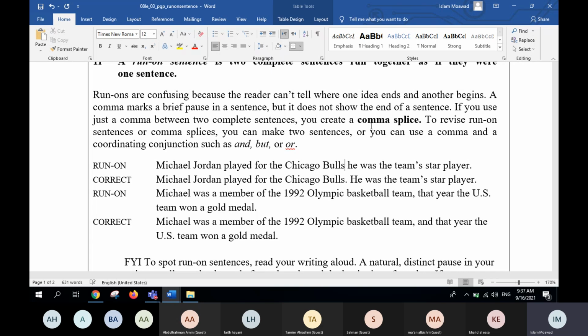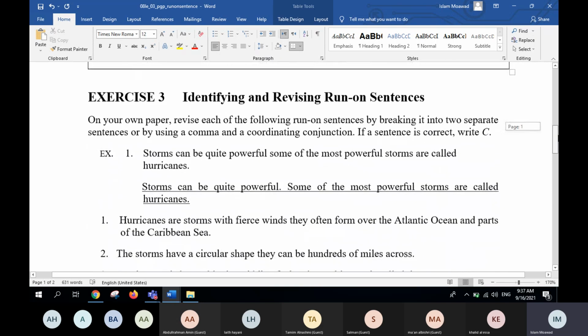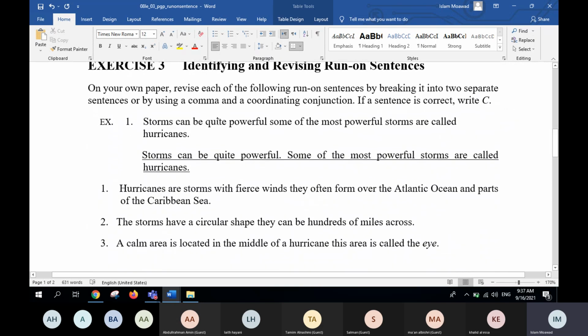Okay. So let's go to the exercise down, guys. We have sentences and we need to correct them. So number one, on your own paper, in your book, revise each of the following sentences by breaking it into two separate sentences or by using a comma and a coordinating conjunction. If a sentence is correct, write C. So in these questions, maybe we find a sentence that's correct. We are not going to change anything else, so we're going to write C. If there are any changes, we're going to do them. So you're going to fix. So start number one.